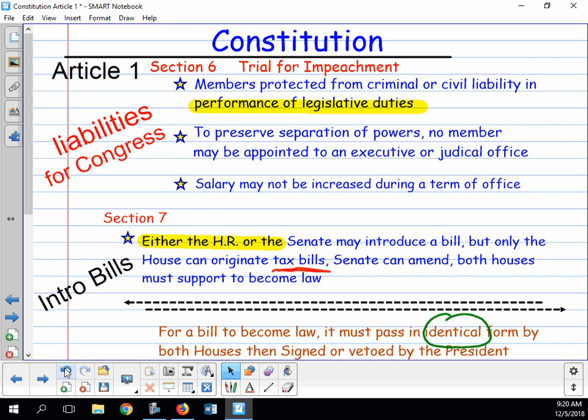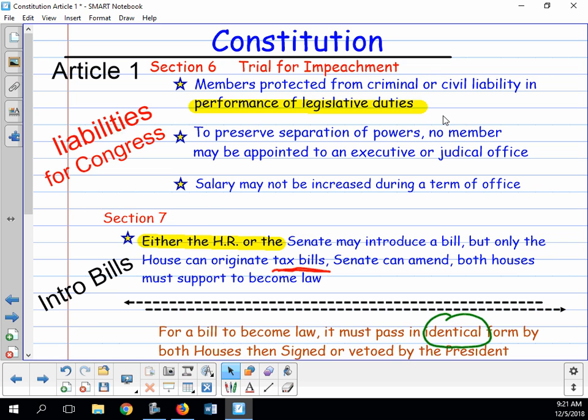The first thing they're talking about is members protected from criminal or civil liability in the performance of legislative duties. This means that if a member of Congress is creating a law or investigating something that might seem criminal to someone, as long as they are performing their legislative duty, it is not a crime. And they are protected from anybody saying it is a crime. Now, that doesn't mean somebody gets away with murder. Not at all. That is a situation where impeachment comes into play.